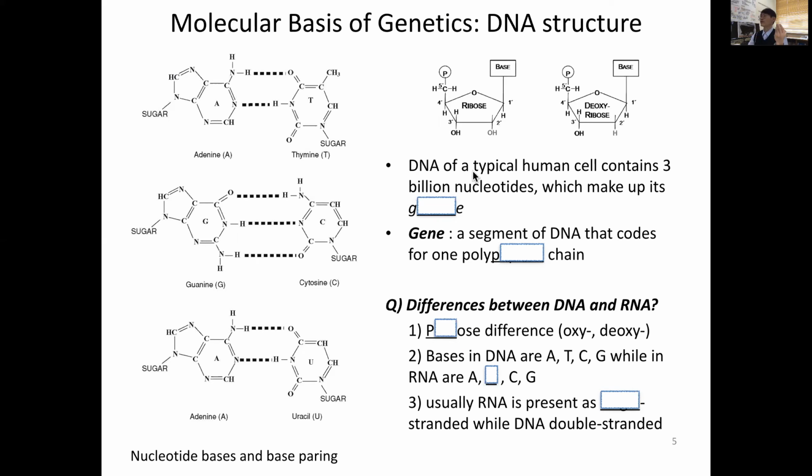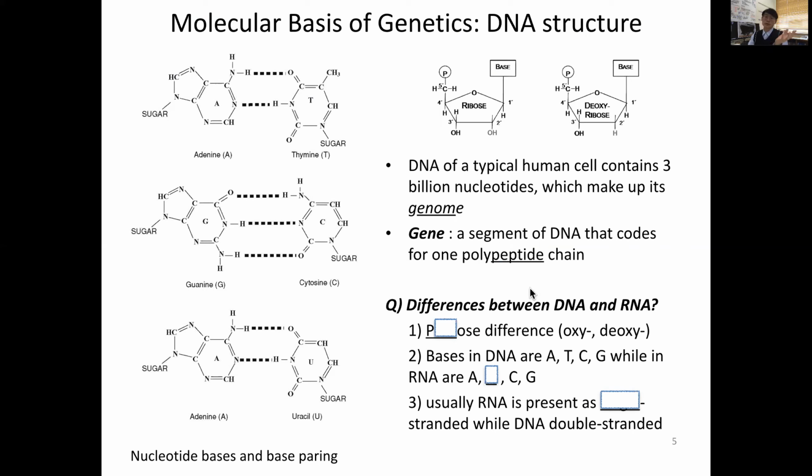DNA of a typical human cell contains 3 billion nucleotides, which is amazingly huge, and which make up its genome, the whole nucleotide sequence. And a gene is a segment of DNA that codes for 1 polypeptide chain. So that we call a gene.